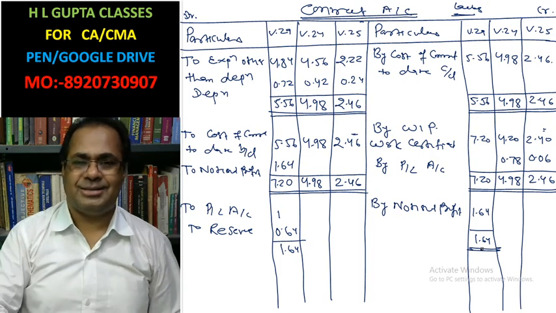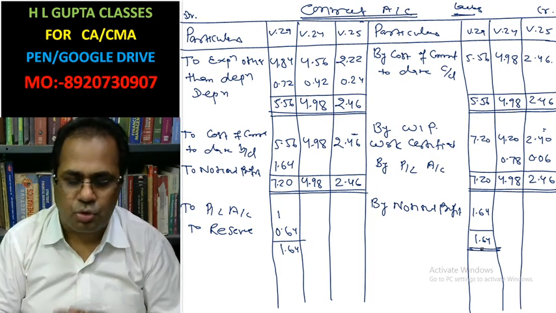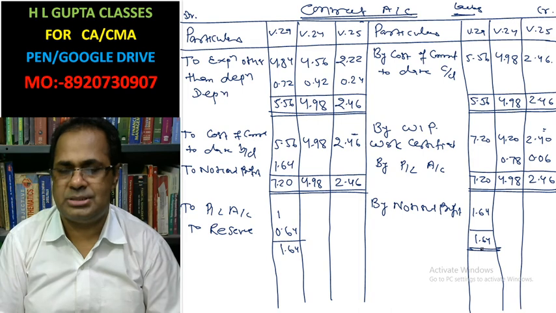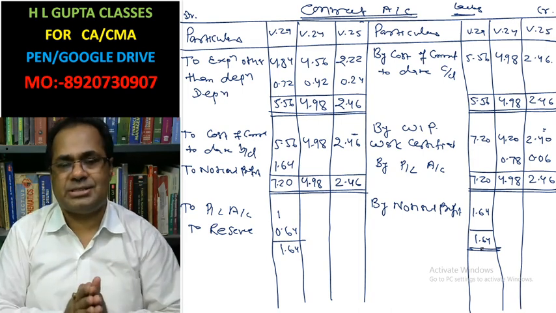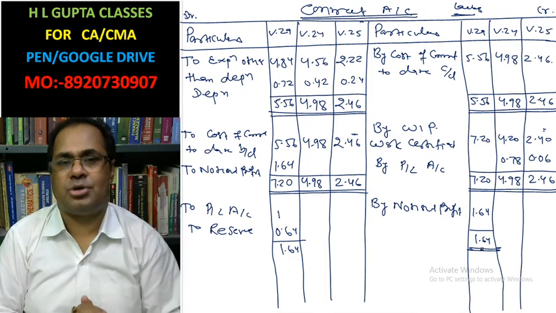Okay, this question is completed. This is also a good question. Please do these questions. In this question, the critical point is only depreciation. On depreciation, you have to concentrate.